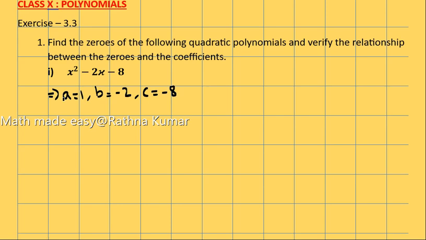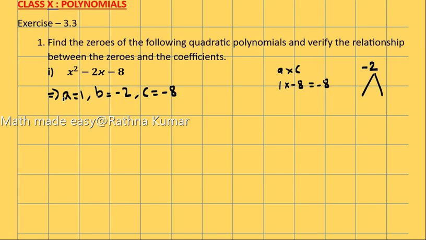Now we will try to factorize this polynomial using the splitting of middle term method. What is the middle term? Minus 2. We need to split this minus 2 into two parts. How should these two parts be? If we multiply them, we should get a into c. What is a into c? 1 into minus 8, that is minus 8. And if we add these two, we should get minus 2.